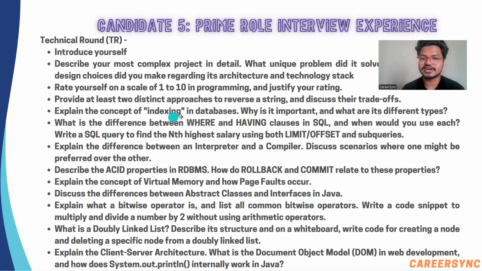Explain the concept of indexing in databases. Why is it important and what are its different types? What is the difference between WHERE and HAVING clause in SQL? When would you use each? Write an SQL query to find the nth highest salary using both LIMIT and OFFSET and subqueries, right? So you have to use both: using LIMIT OFFSET, and the other one will be aggregate functions.